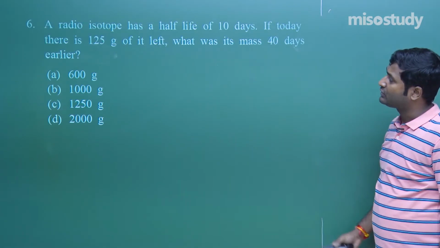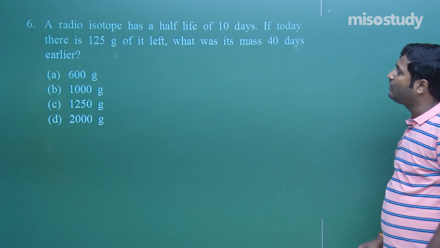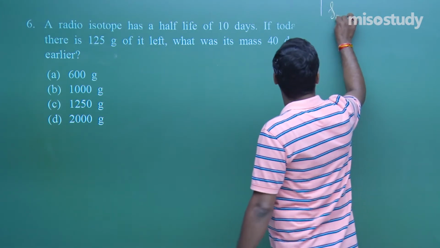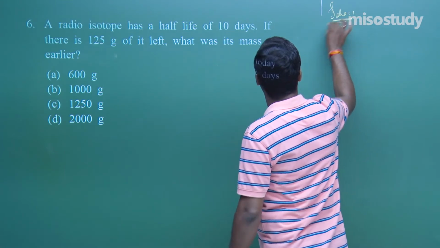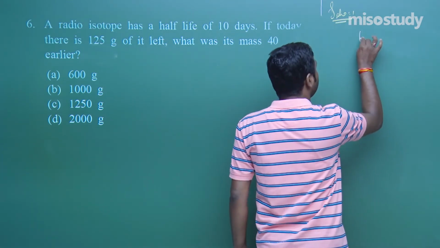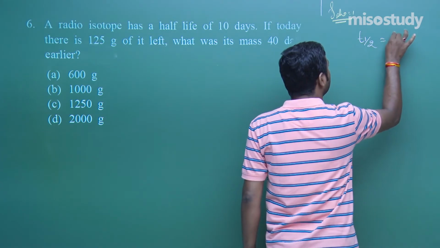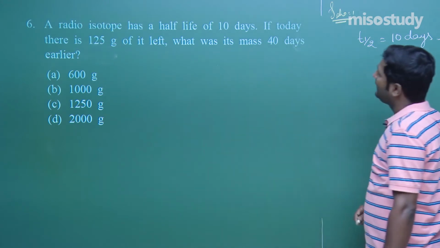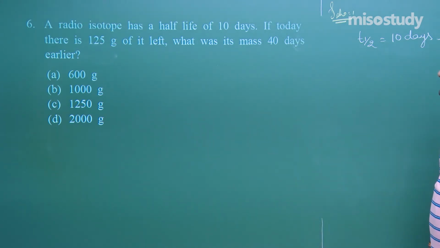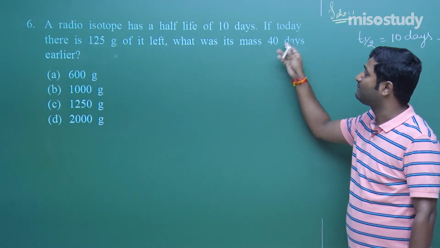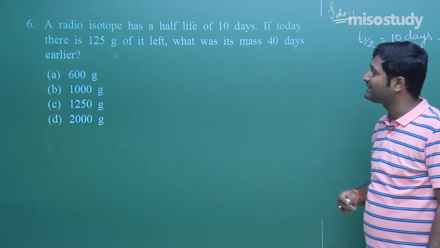Now, question number 6. A radioisotope has a half-life of 10 days. What is given here? A radioisotope has a half-life of 10 days. Given here, T half is equal to 10 days. Clear? If today there is 125 gram of it left, what was its mass 40 days earlier?